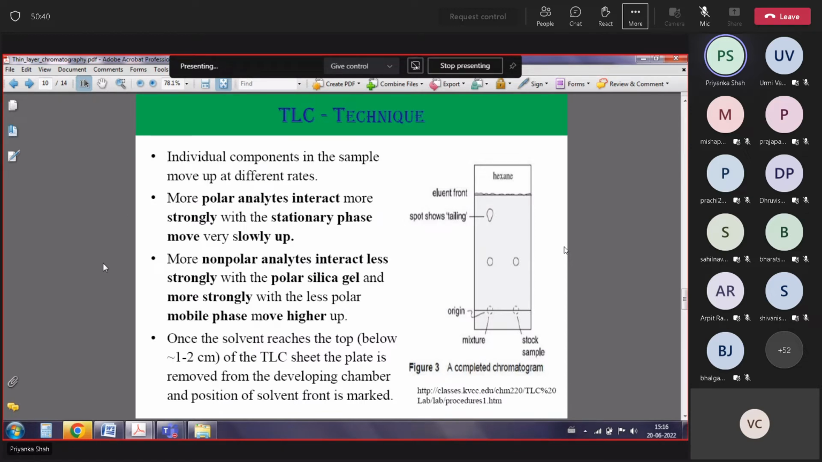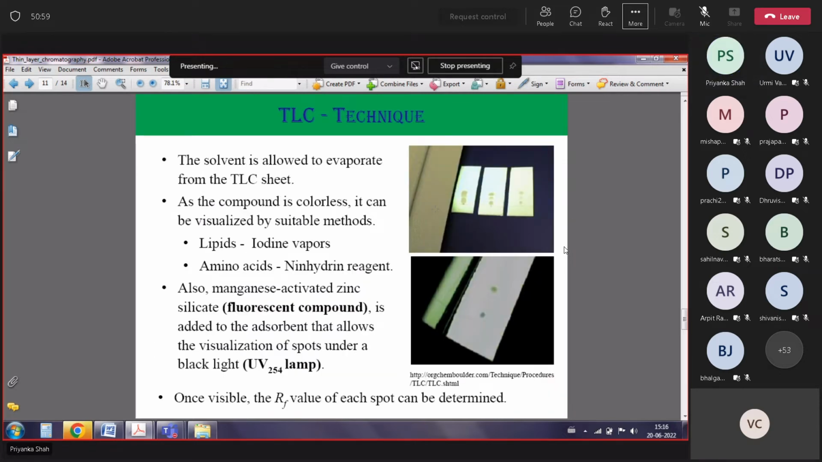Once the solvent reaches the top, that is, 1 to 2 centimeters below the top of the TLC plate, the plate is removed from the developing chamber and the position of the solvent front is marked, just like here you can see, right? Now this is the separation of different compounds.